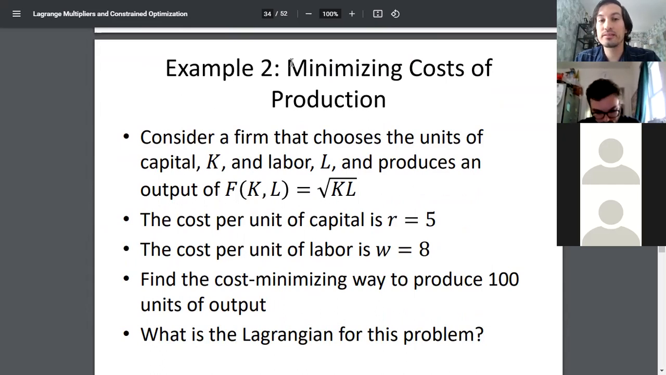And this one is a firm who's not doing a maximization problem. It's a minimization problem. And the thing the firm is minimizing is the cost of production. It wants to produce something, widgets, in as low cost way as possible.